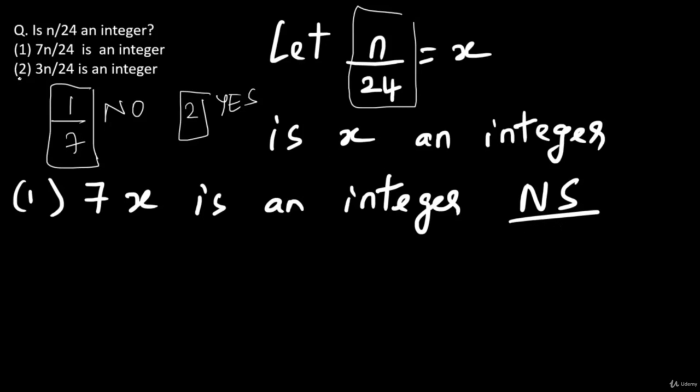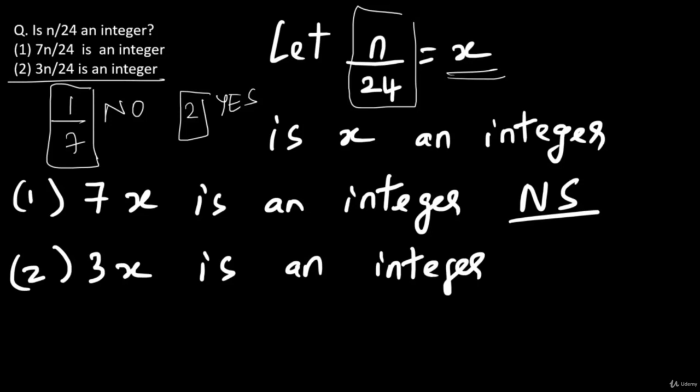Alright, what about statement 2 alone? We have 3x is an integer, because n by 24 is x. Now if 3x is an integer, can we conclude whether x is an integer or not? We can't. If we take x as 1 by 3, it's a clear no. If we take x as 2, it's a clear yes. So again, we have no sometimes and yes sometimes. Therefore, statement 2 alone is also not sufficient.